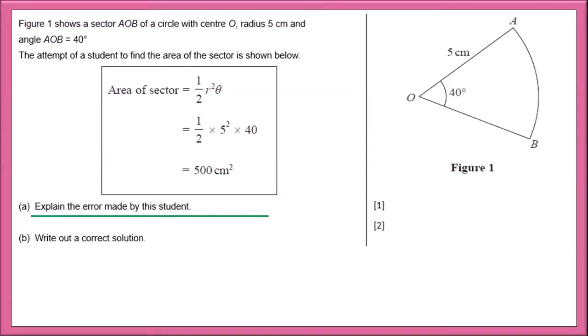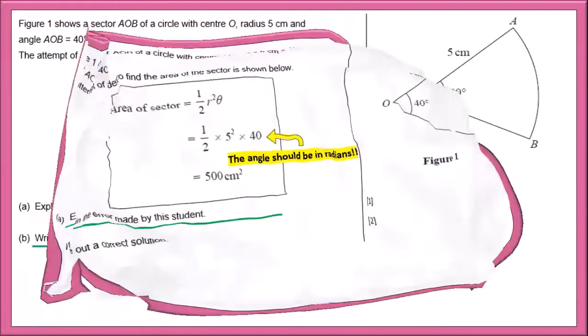Figure 1 shows a sector AOB of a circle with center O, radius 5 centimeters, and angle AOB is 40 degrees. The attempt of a student to find the area of the sector is shown below. Explain the error made by the student. Hopefully it's glaring you in the face, because it was me. Actually hurt me inside a little bit, if I'm completely honest with you. The student is using the angle in degrees, and we can't have that, can we? They're wrong, completely wrong. So the angle should be in radians.